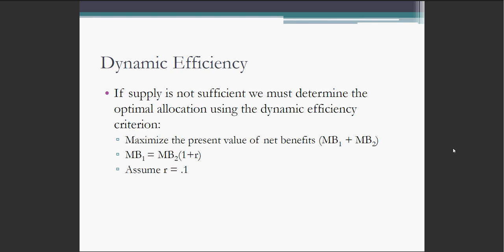If there is insufficient resource supply, we must shift from the static efficiency model to the dynamic efficient one. In this scenario, we will strive to maximize the present value of net benefits between both generations, rather than maximizing the present value of the first generation alone. We can relate the marginal benefit of the two generations by imposing a discount rate R. You can see here the marginal benefit in generation 1 equals the marginal benefit of 2 multiplied by 1 plus the discount rate, which we will assume for this problem to be 0.1 or 10%.